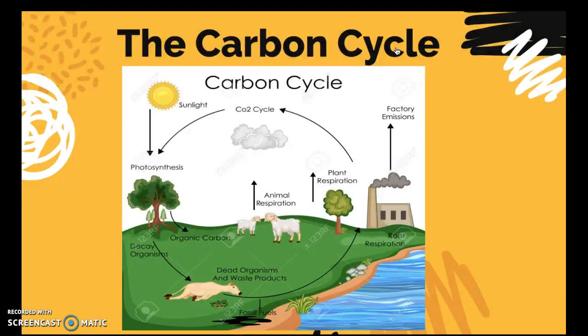So, the carbon cycle. This is basically just a diagram showing the carbon cycle. So first we start off with sunlight. Plants pull carbon dioxide from the atmosphere and use it to make food. Then the animals eat the plants. The plants and animals die. And then carbon slowly returns into the atmosphere. And then we also see down over here on the side that factory emissions are indirectly also a part of the carbon cycle.